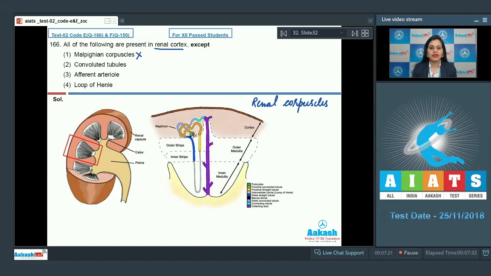Convoluted tubules, as you can see here, are present in the renal cortex. So this cannot be a correct answer. Efferent arterioles are present in the renal cortex. So this cannot be a correct answer. On the other hand, the last option, that is loop of Henle, extends in the medulla region of kidney. So this is a correct answer to our question. So the correct answer for this question is option number 4. Let's move on to the next question.